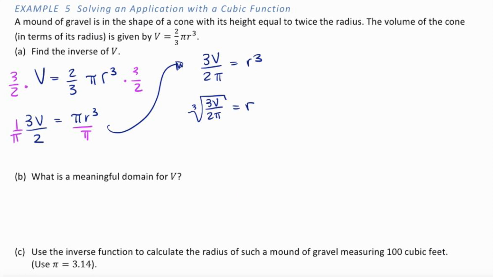What is a meaningful domain for this original function? Now let's consider our inputs. Our inputs are r's, and these r's are a radius. What is the smallest possible radius you could have? Well, 0. If you have a radius of 0, this means you have no cone of gravel because your radius is 0, so you have no gravel. But we could keep getting larger and larger to infinity.